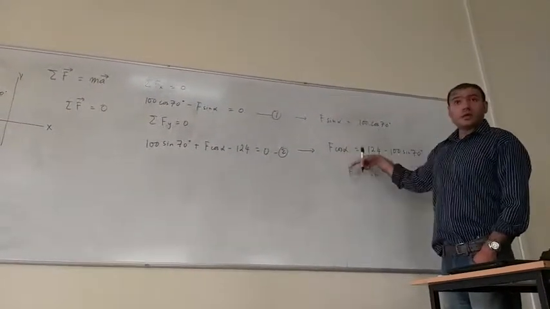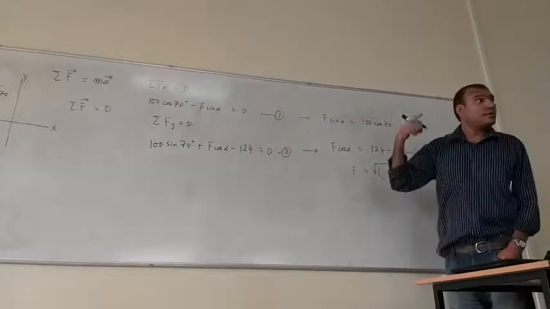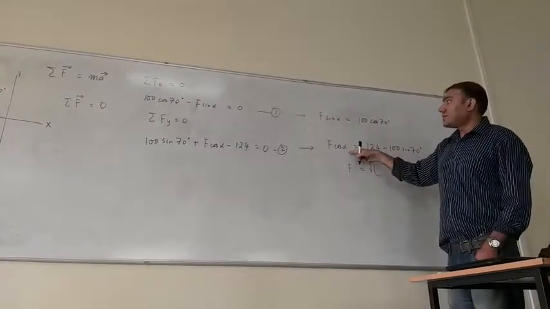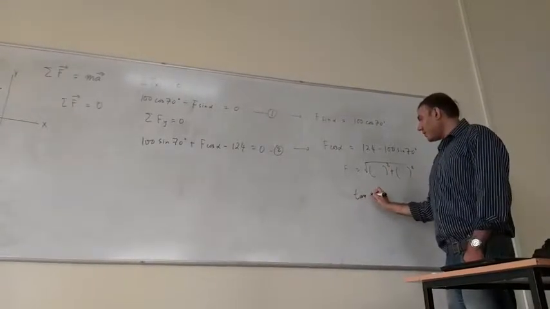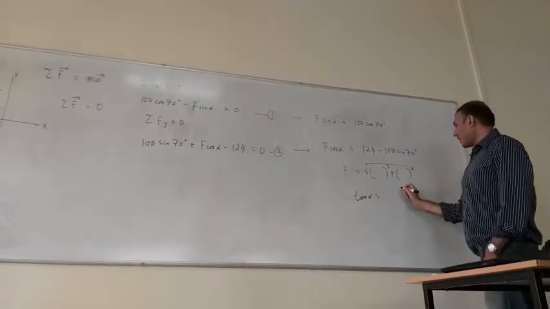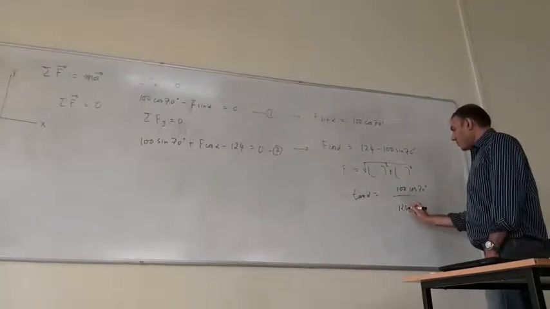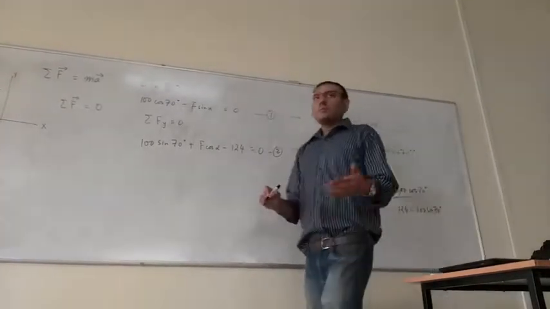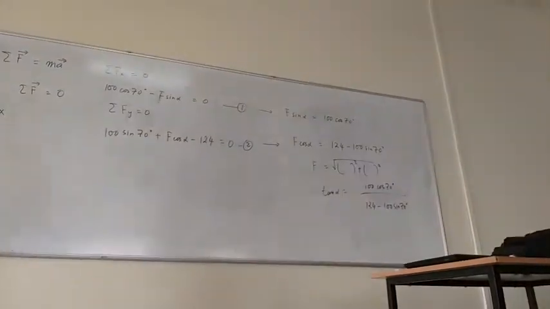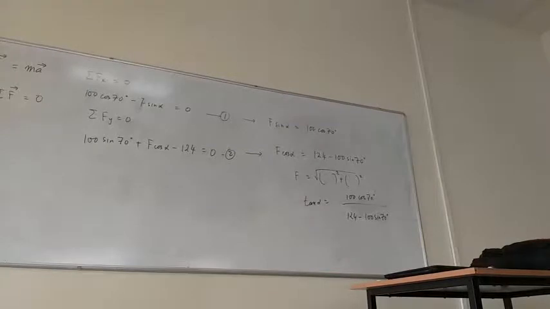And this is not yet done because this is just the magnitude. Remember, this is a vector we are talking about, so the angle has to be figured out. Divide this by this, f gets eliminated, and you have tan alpha equals 100 cosine 70 divided by 124 minus 100 sine 70. Once you have the right hand side numerically, take the tan inverse of that to get the angle. Pretty simple exercise in statics.